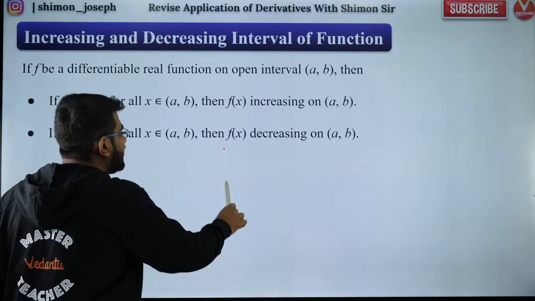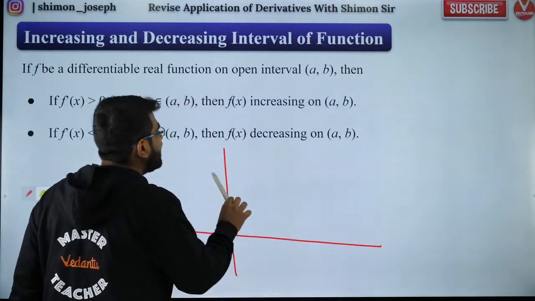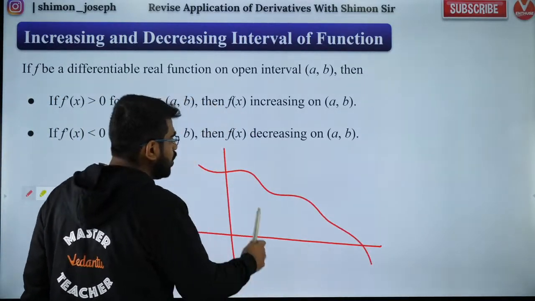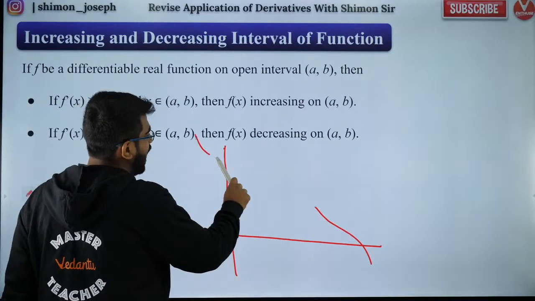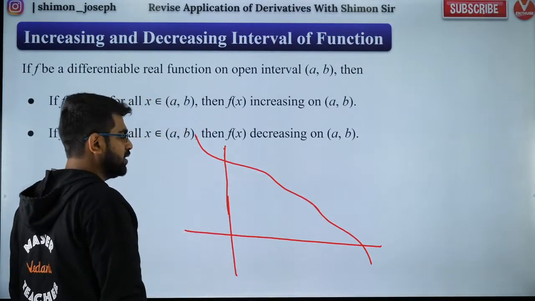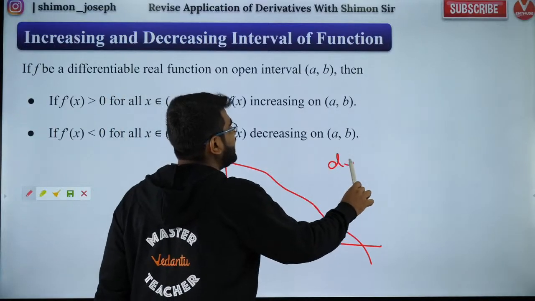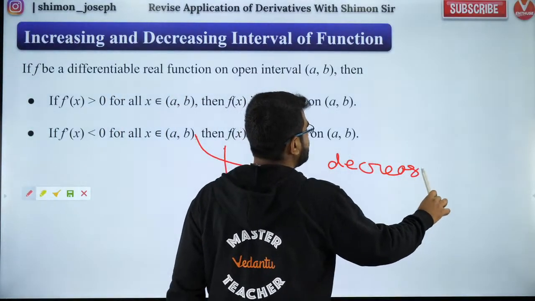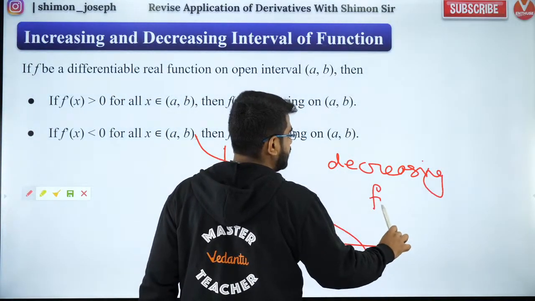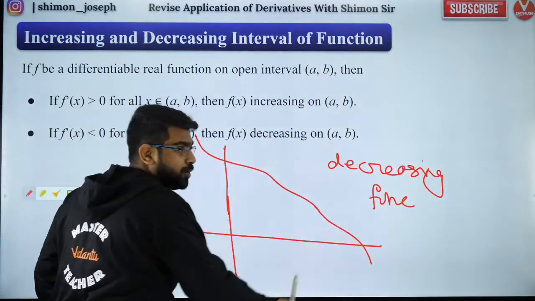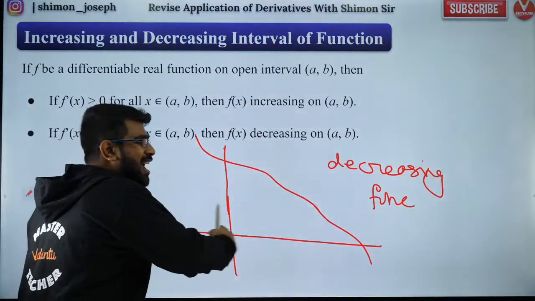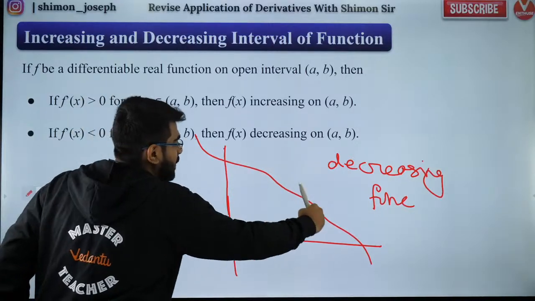Now, what is a decreasing function? When you have a decreasing function, guys, it will look somewhat like this. You have a continuously falling down function. So this is what we call a decreasing function. As you see, from left to right when I move, the function keeps coming down.